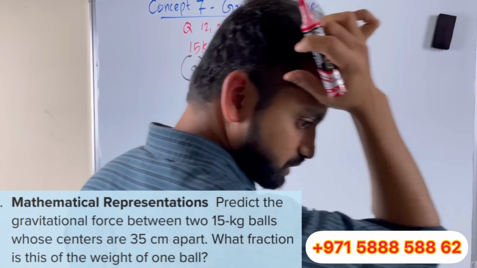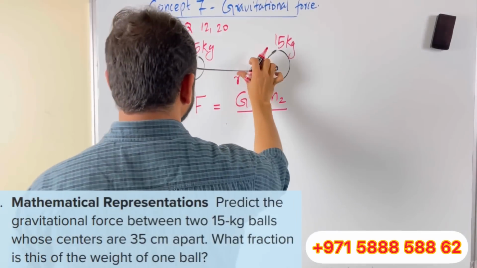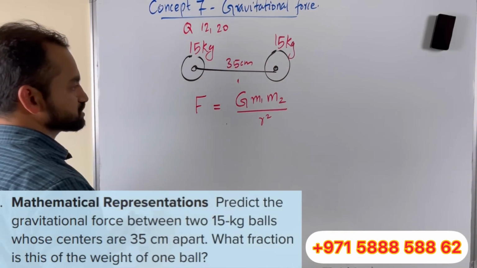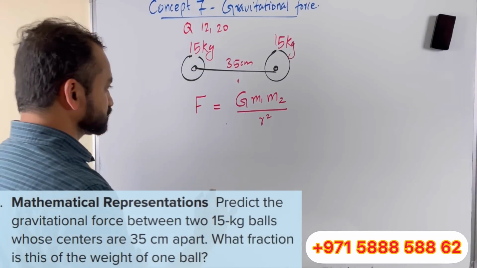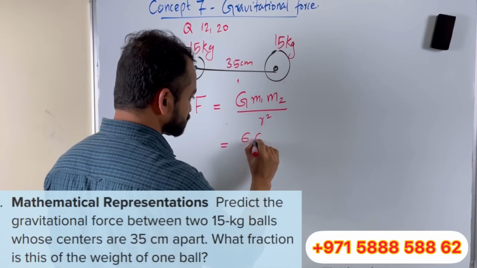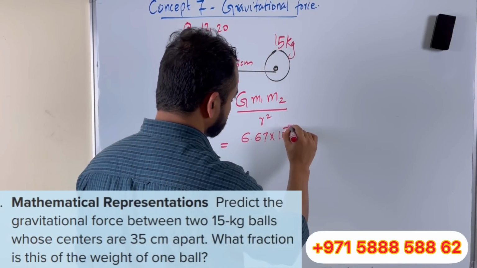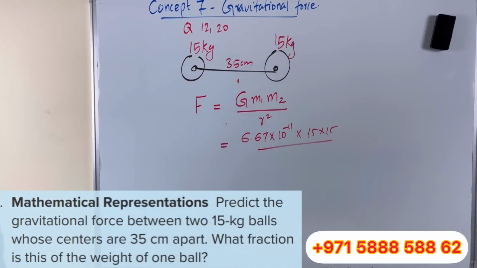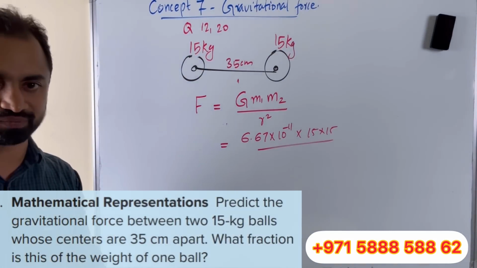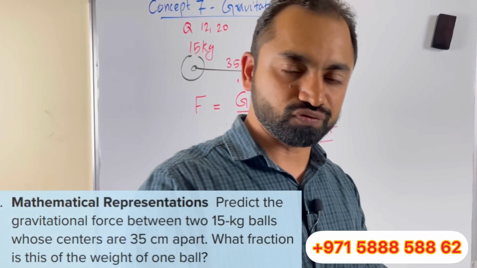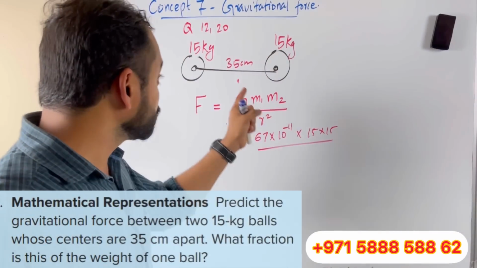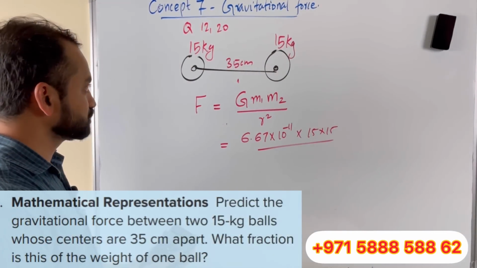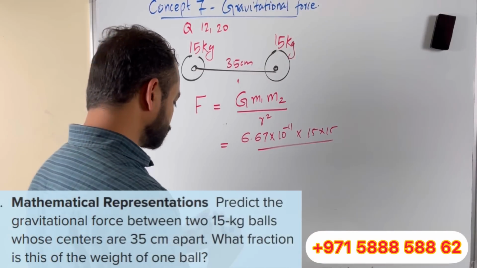What is the distance between them? The distance between them is 35 centimeters, so r is equal to 35 centimeters. This is the equation to calculate the gravitational force: G, which is 6.67 times 10 to the power negative 11, times 15 times 15, divided by the square of the distance. But centimeter is not the SI unit of distance, meter is. So you have to change centimeters to meters by dividing by 100. 35 divided by 100 is 0.35.